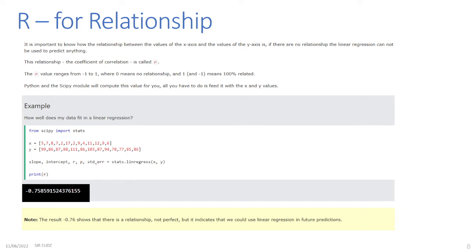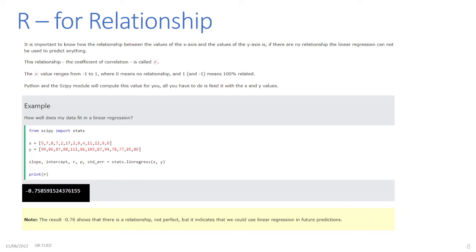This relationship is called the coefficient of correlation, or it's called R. The R value ranges from -1 to 1, where 0 means no relationship and 1 and -1 mean 100% related. So Python and the scipy module will compute this value for you.